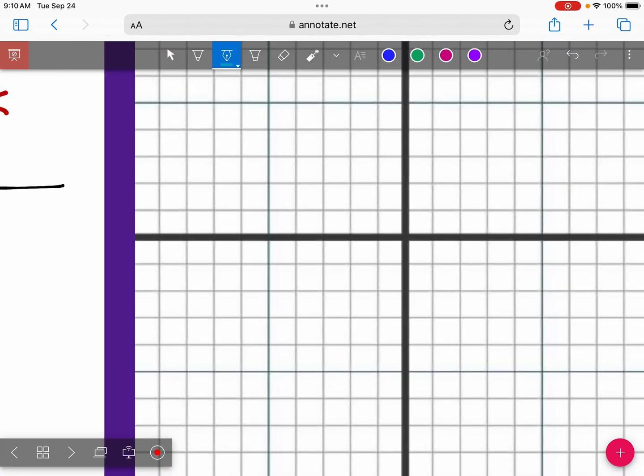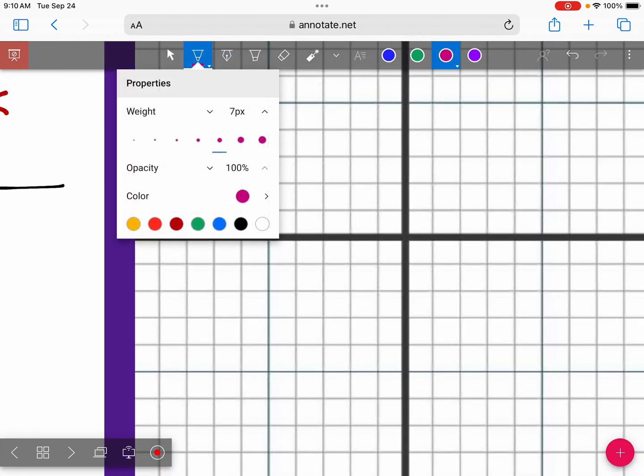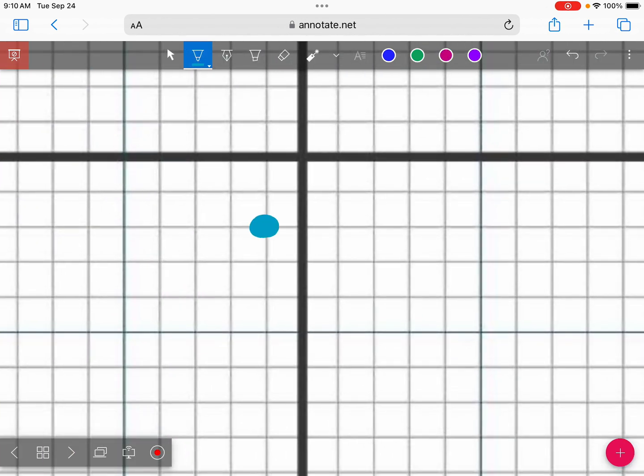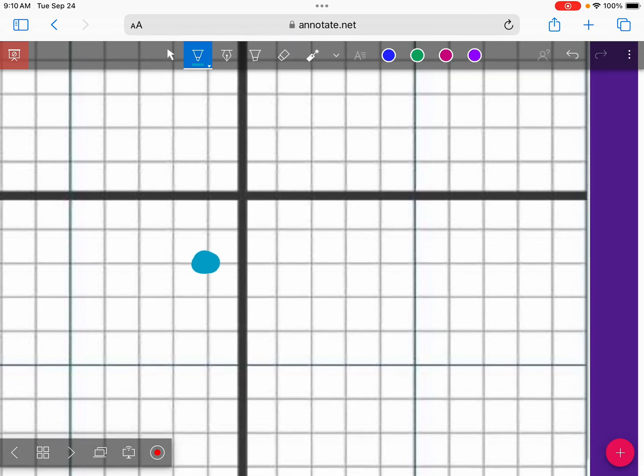So -1, -2. Should we change my color? There we go. -1, -2. -1/2, -1. So right there. 0, 0. 1/2, -1, and 1, -2.